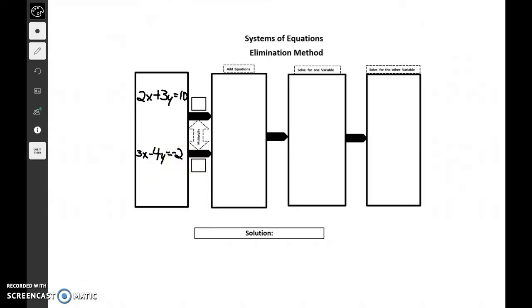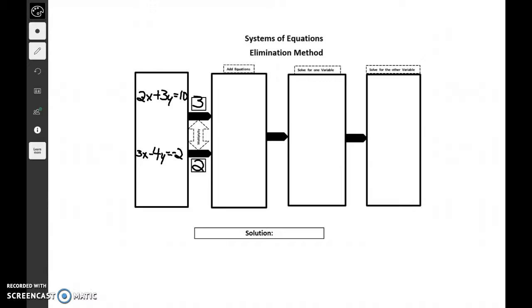Anytime I have these problems, I want to look at the numbers that are in the front, in other words, these two numbers, and make sure the variables are the same. In both of these, I have 2x and 3x, which means both variables are the same. So I'm going to take the 2 and put it down here so that I can multiply everything in that equation by 2. I'm going to take the 3 and put it up here and signify that I'm going to multiply everything in that equation by 3.